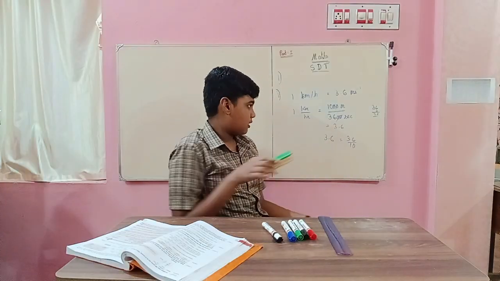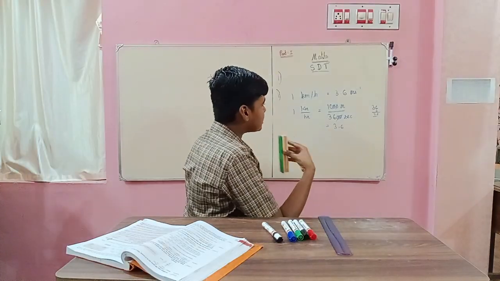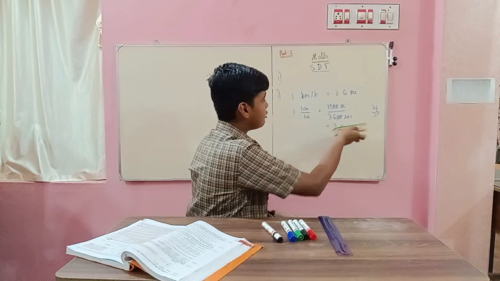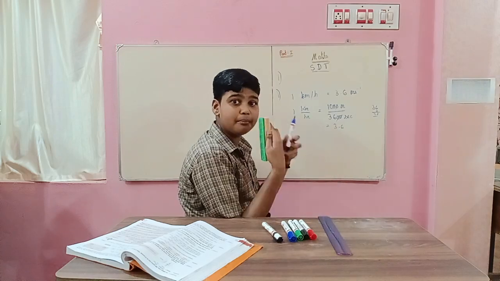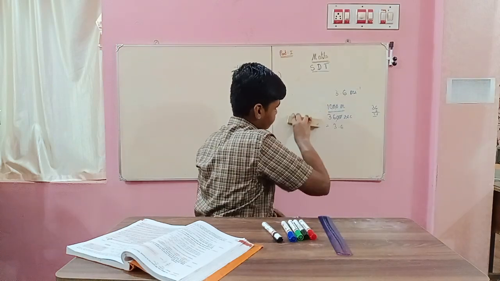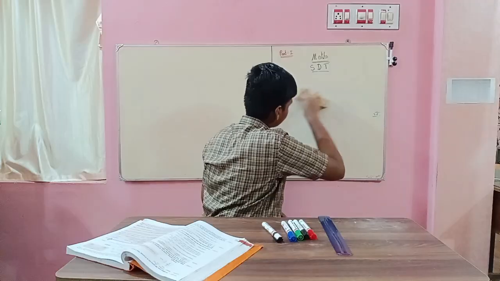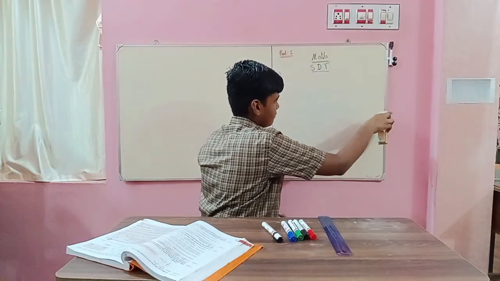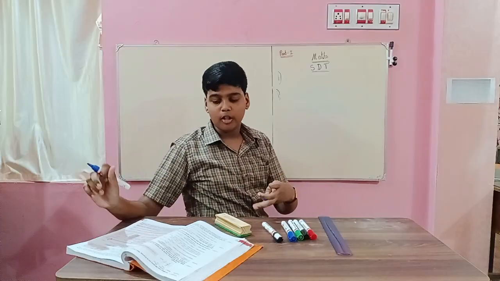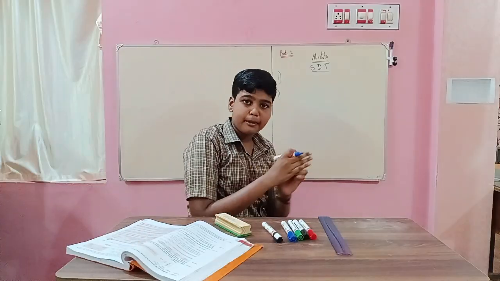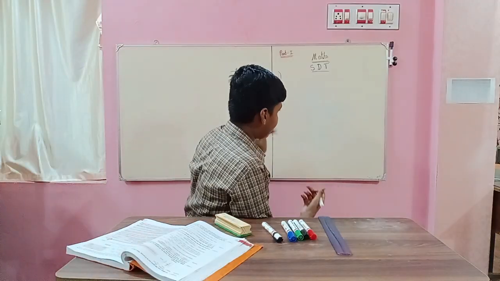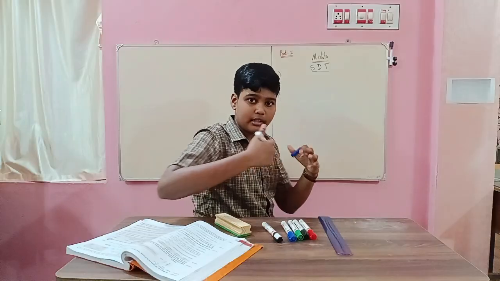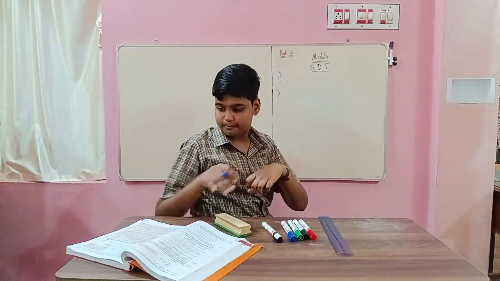Okay? So that's all. This is an unwanted topic, but still I taught you how the 5 by 18 came, but it's actually a bit tough one. Okay? So now let's go to the sums. Now converting m s minus 1 and km h minus 1 to the other forms is over.